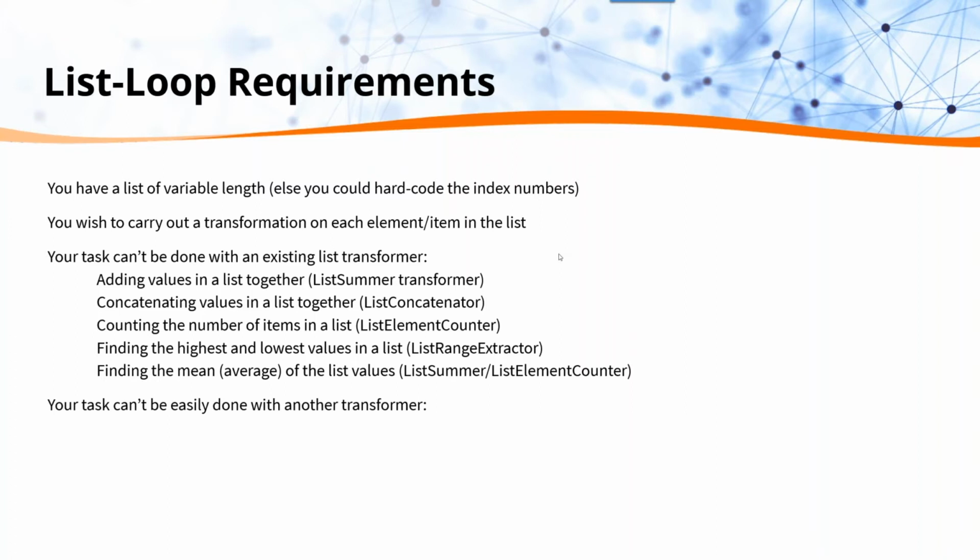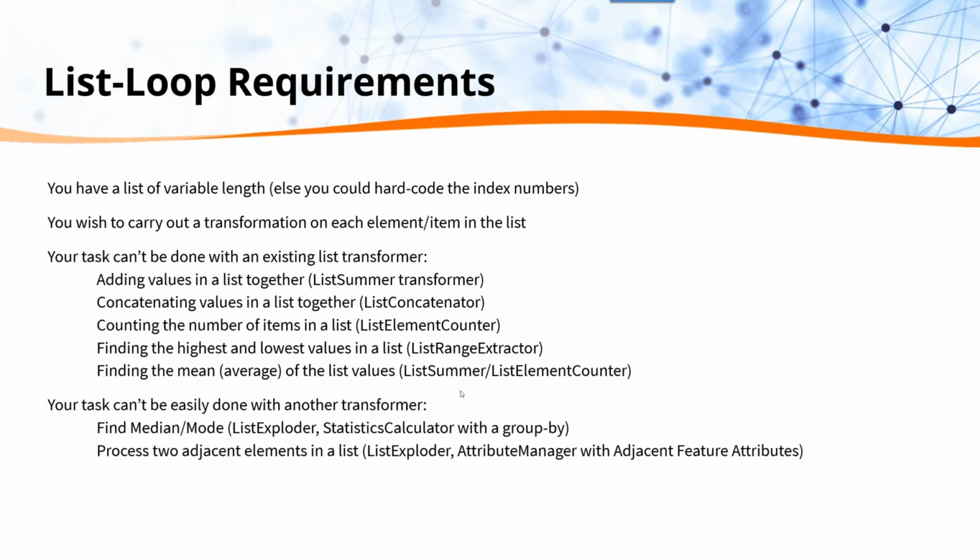Also, you could say, well, if it could be done with another transformer, maybe we could explode that list. We could explode the list into separate features and then run those features with the statistics calculator with the group by, and that would be the same effect as if we just ran it on the list. We just have to put that list back together again afterwards. Or if we wanted to process 2 adjacent elements in a list, like add list elements number 2 and number 3 together, we could explode the list and then use the attribute manager with the adjacent feature attributes turned on.